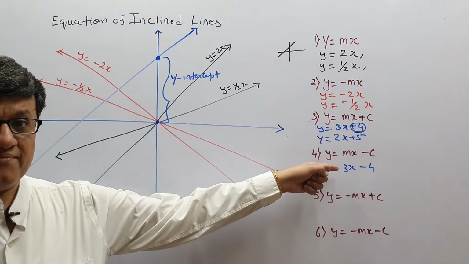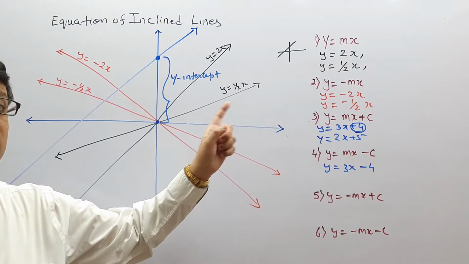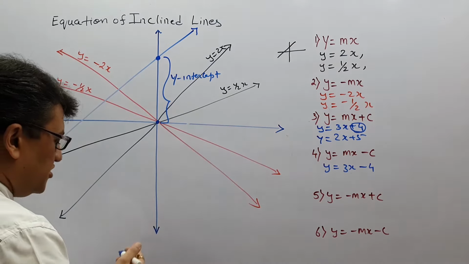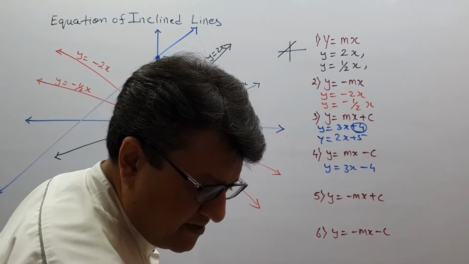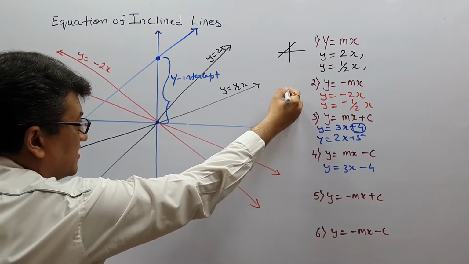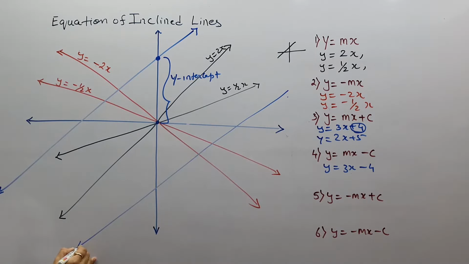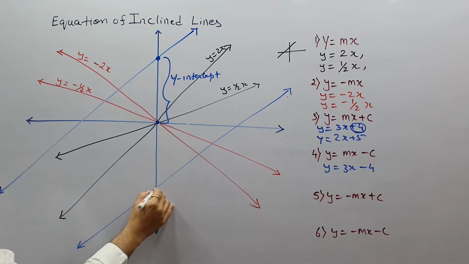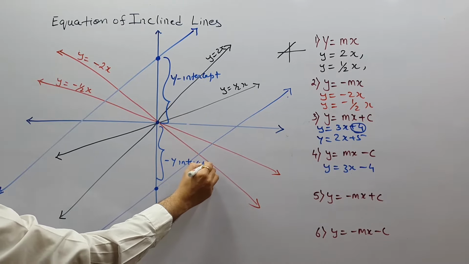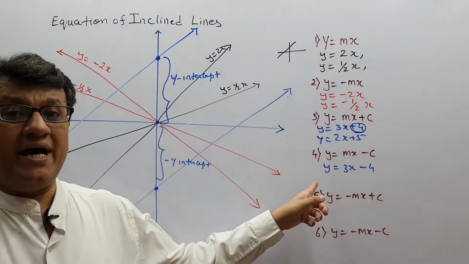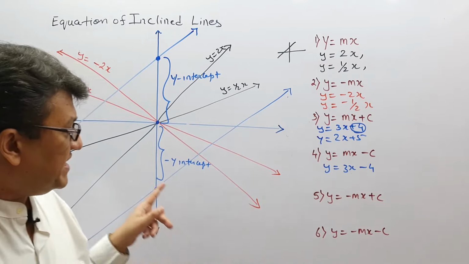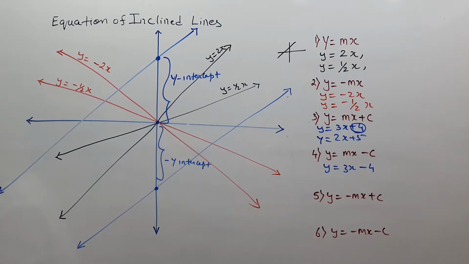So mx is the same. When mx is the same, it has to be from first to third. It should not change. But then there is minus 4. The y-intercept is negative. So your line graph should be like this. First quadrant to third quadrant. This is the negative y-intercept. So if somebody says y equals 7x minus 9, it will pass from the first quadrant to the third quadrant with some kind of y-intercept. Are you getting me, children?